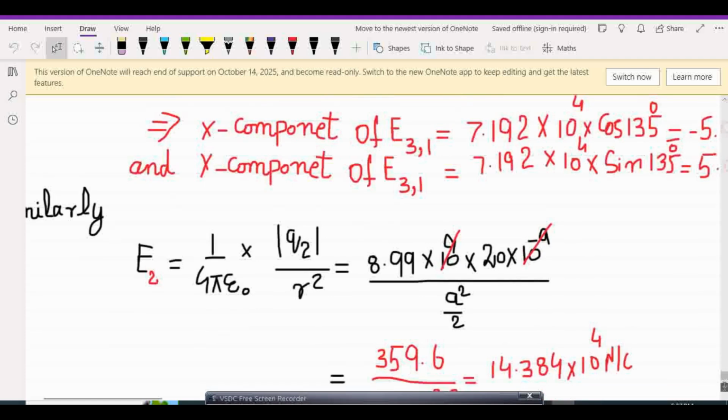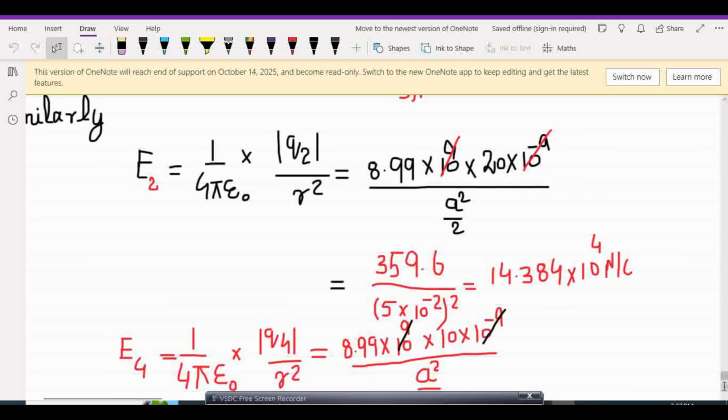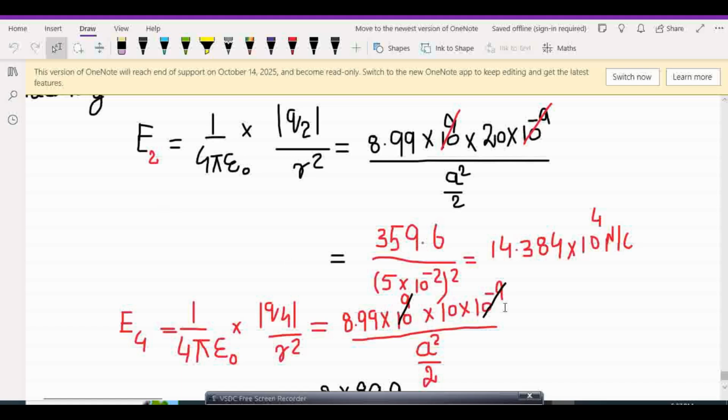Putting in the values and simplifying it, we get the value of E2 again as 14.384 into 10 power 4 Newton per Coulomb. This is E2, and its direction has already been discussed in the figure. You can see it in the figure.